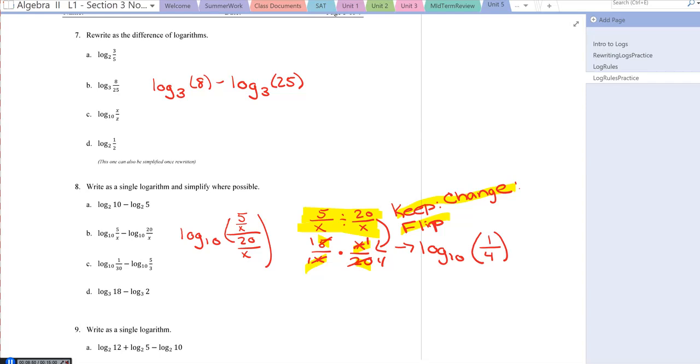So my final answer simplifies to log base 10 with argument 1 over 4. Again, just another way to test your skills of simplifying with rational equations or expressions.